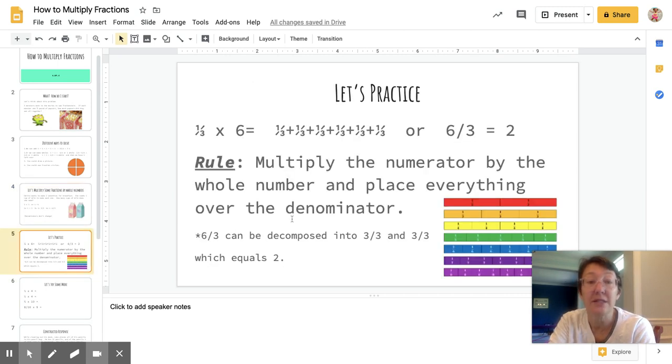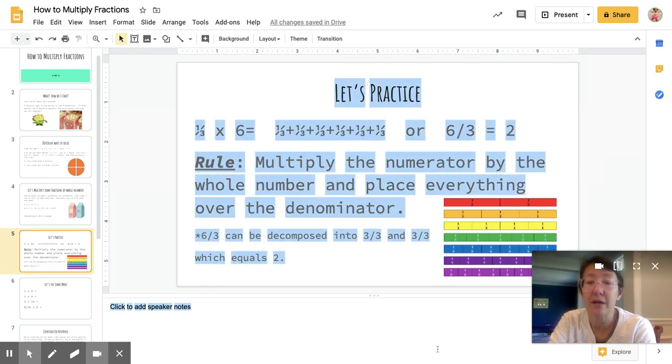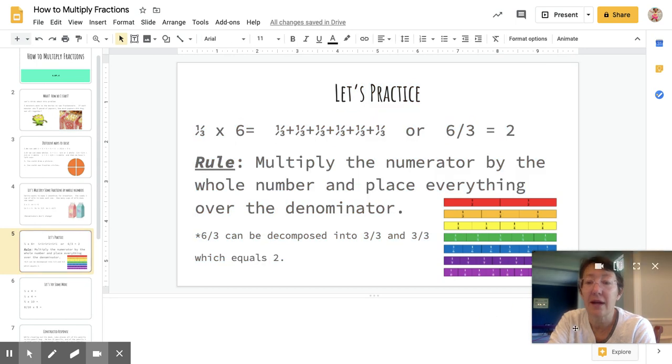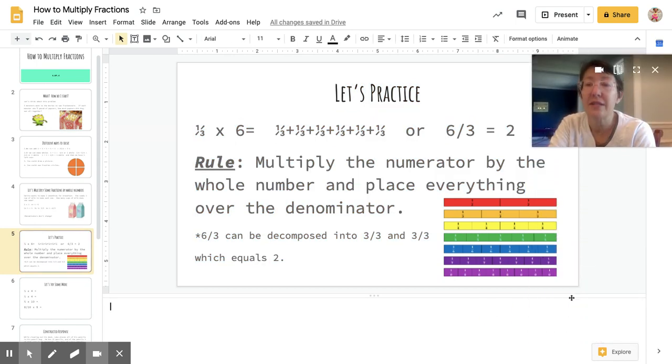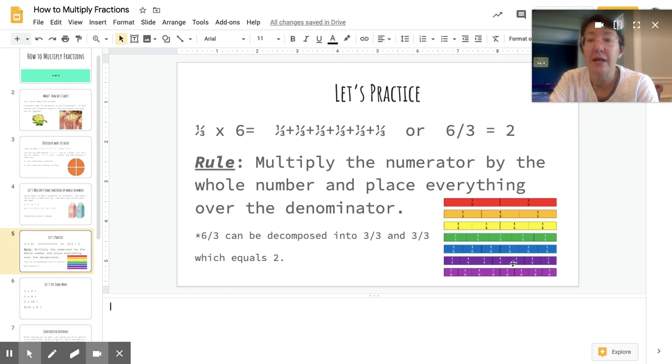So we're going to practice. Here we go. 1/3 times 6. So say we wanted to multiply 1/3 times 6. So what you're essentially doing is 1/3 plus 1/3 plus 1/3 plus 1/3 plus 1/3 plus 1/3. That's a lot. So I want you to learn how to do it a little more quickly.